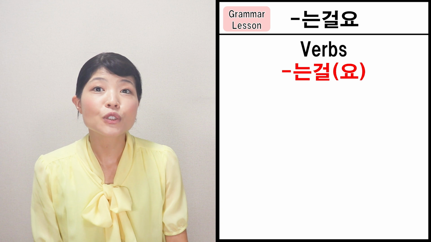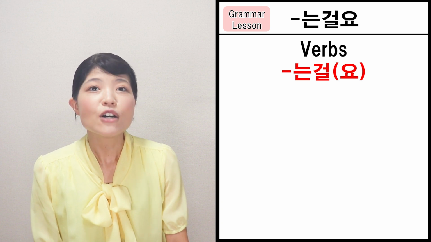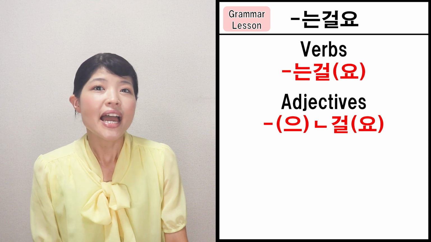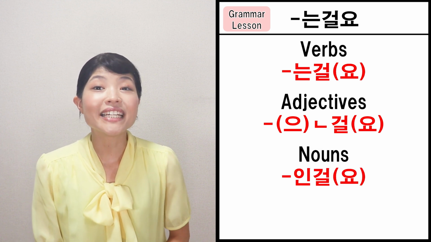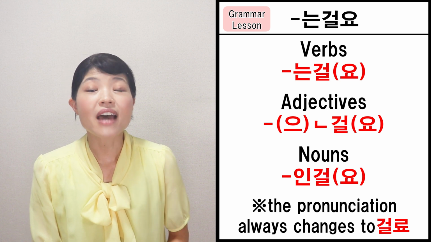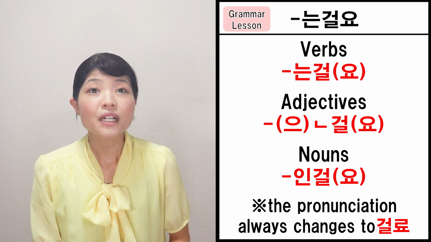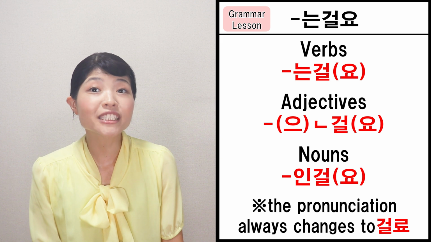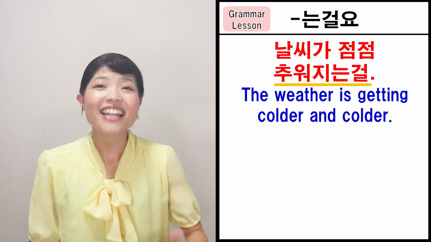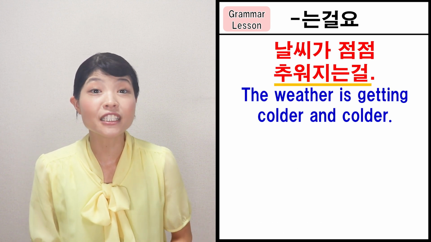For verbs, you use 는걸요. For adjectives, you use 은걸요. And for nouns, you use 인걸요. Besides, when you speak politely with honorific ending 요, the pronunciation always changes to 걸요, never being pronounced 거려. Okay? Then let's look at the example of the first meaning.